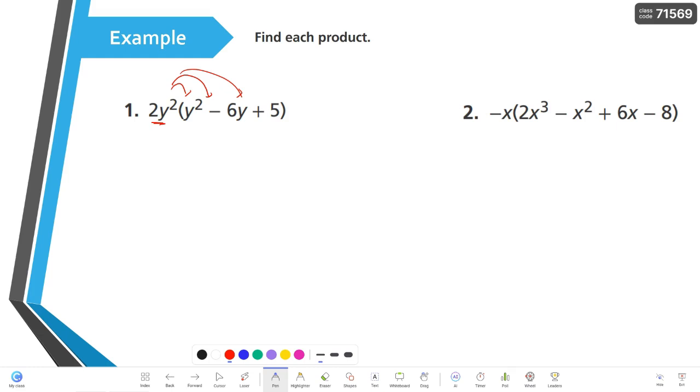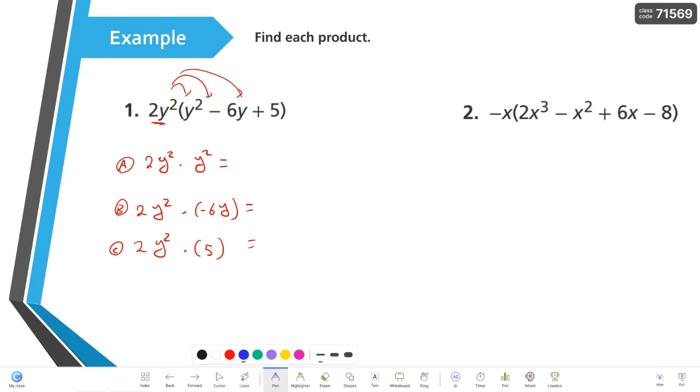So how do you multiply the terms together? The first thing is to multiply the coefficients. The easiest way to do this is to multiply first 2y squared by y squared, then find the product. This is your first step. Your second step would be 2y squared again times negative 6y, and the third step would be 2y squared times 5. Then we find the product of each step, and add them together or combine them.